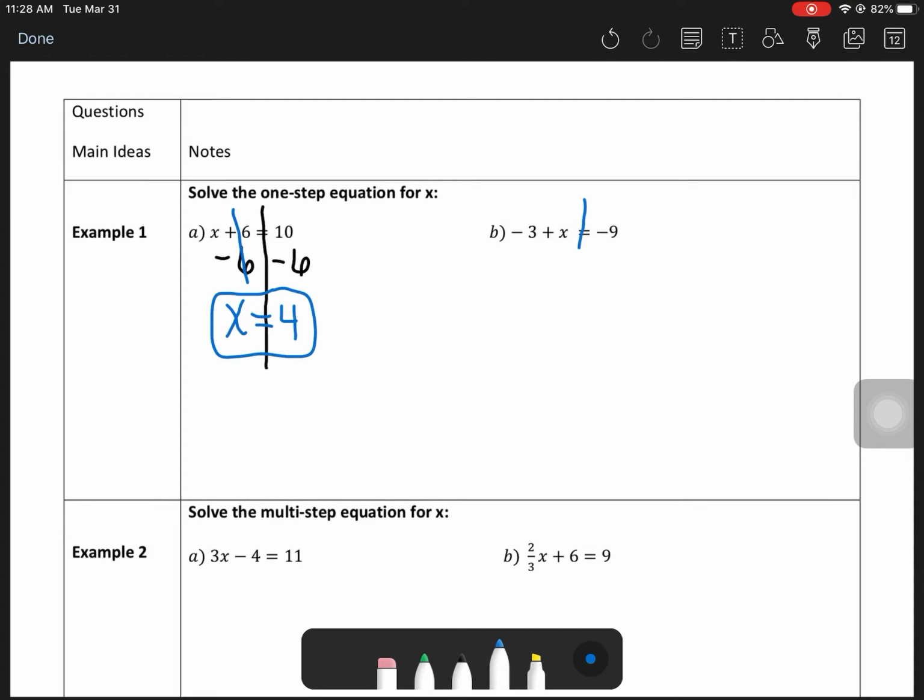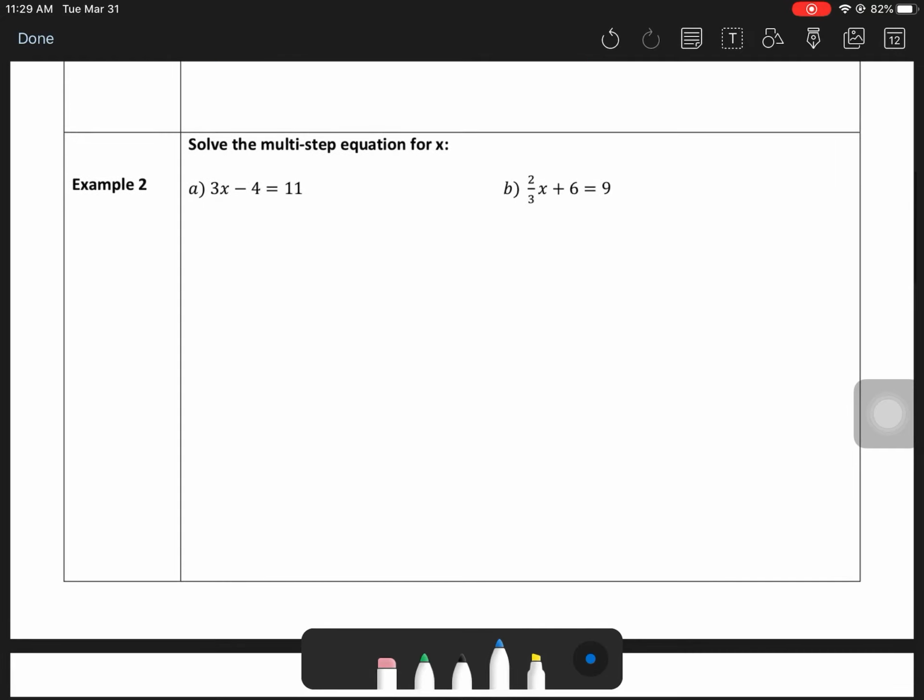In our next example, we have to leave our x where it is, and we want to get rid of our minus 3. The opposite operation for minus 3 is plus 3. So 3 and a negative 3 would be 0, so we have x equals negative 6.